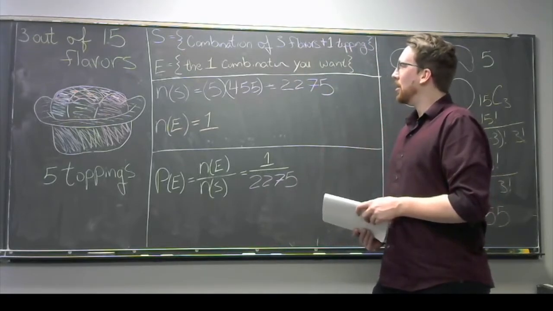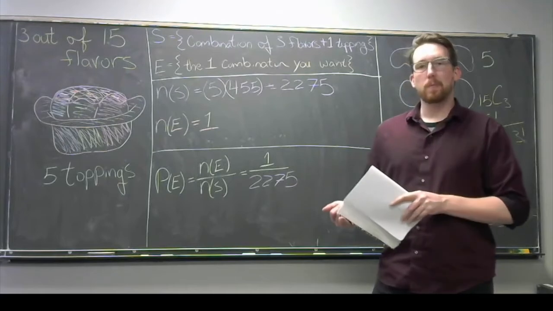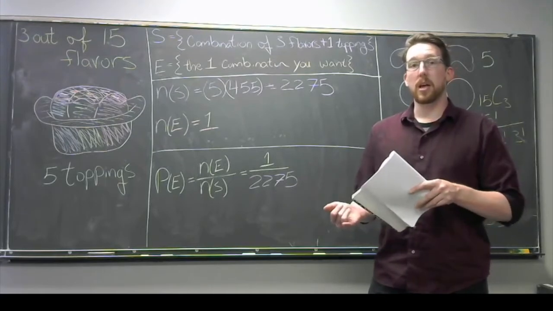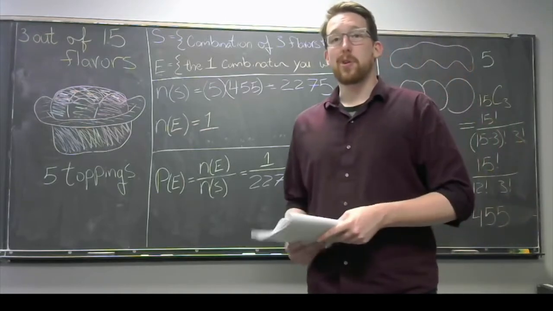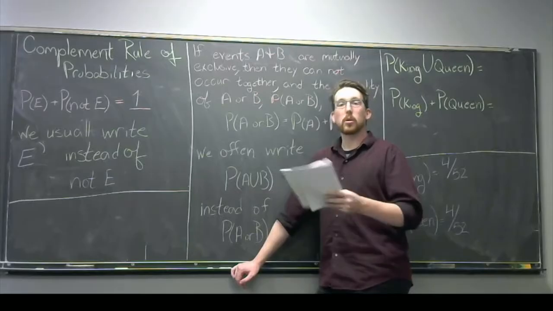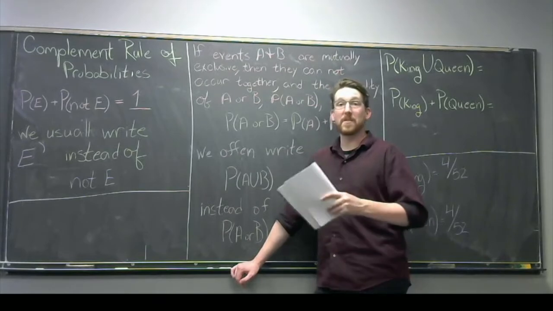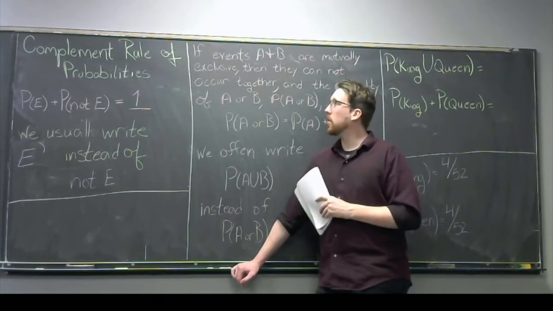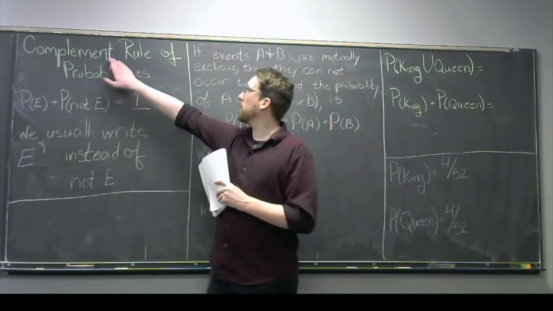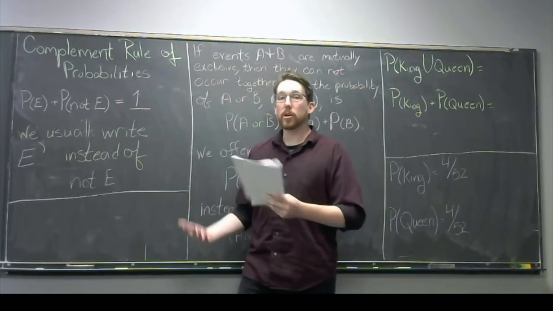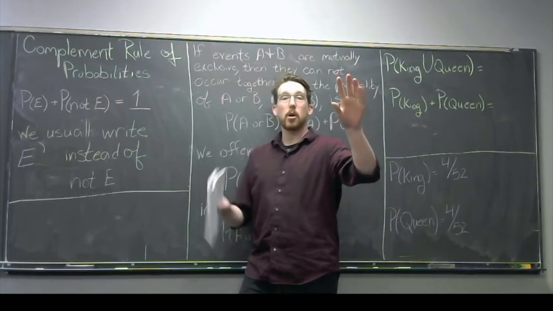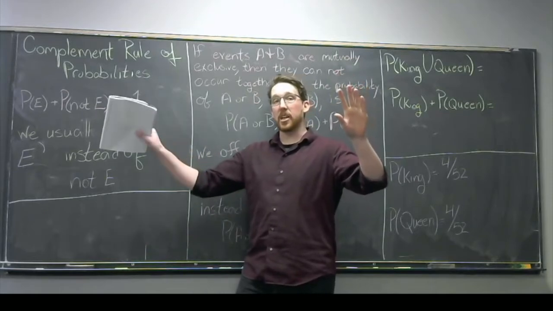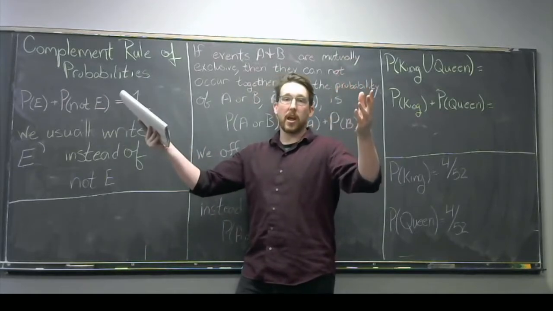Alrighty. So we've gone over now probabilities with permutations and with combinations. What's left? Next we're going to talk about not and or. To talk about the probability of not E, we first need to talk about what's called the complement rule of probabilities. What the complement rule of probability says is the probability of E plus the probability of not E, together they're going to add up to 1.